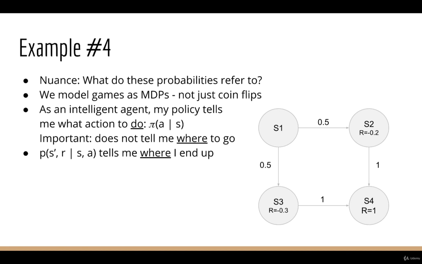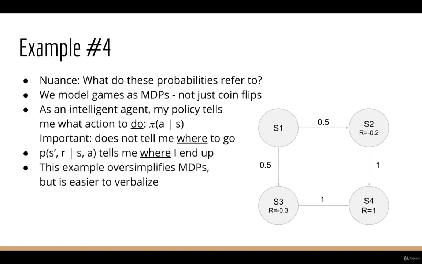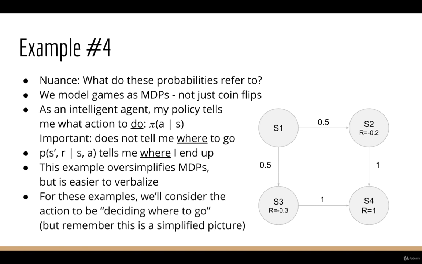So when I say you have a 50% chance of going to S2 and a 50% chance of going to S3, that sounds really intuitive and simple, but it oversimplifies the MDP and results in some ambiguity, although when you verbalize it, it sounds simpler. For this particular example, let's assume P of S prime R given S and A is deterministic, and the 50% probabilities I mentioned earlier refer to the policy pi of A given S, where the action is simply just to go to the next state. That means the agent itself decides where to go by random chance, and it's not a result of the environment. So see if you can solve this on paper before we move to the next slide.